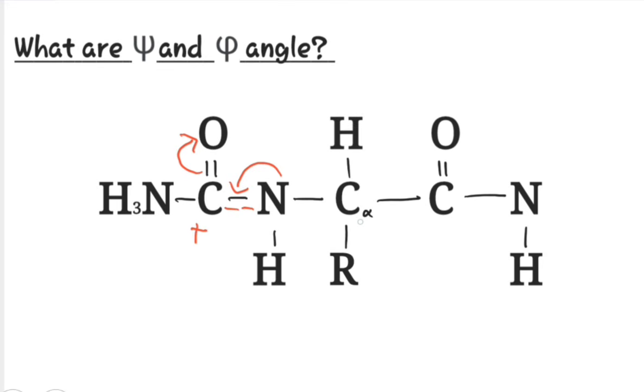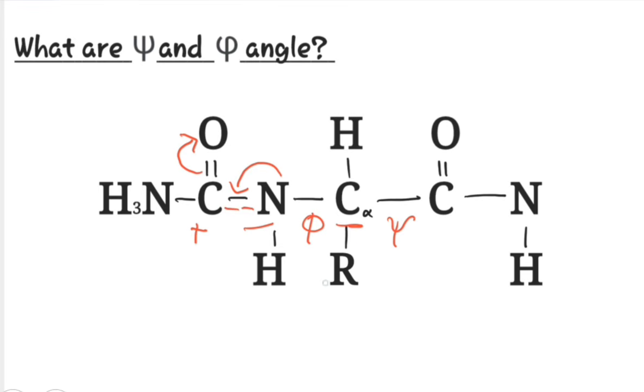The bond between C alpha and N is called phi bond, which is free to rotate. Similarly, in the case of C alpha C, the bond is called psi bond, which is also free to rotate. So the torsional angles or dihedral angles formed between C alpha and N is called phi angle, and the torsional or the dihedral angle formed between C alpha and C is called psi angle.